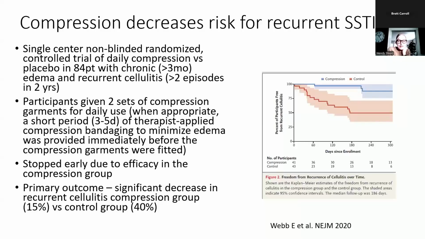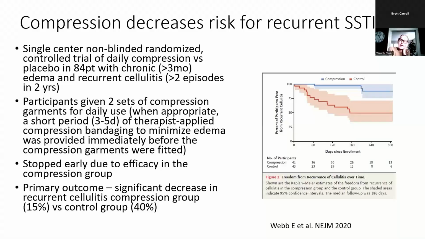And so this is also a small study out of Australia, but it was much more rigorously done and ended up being published in the New England Journal back in 2020. It was a single center randomized controlled trial of daily compression versus placebo in 84 patients who had chronic edema, so more than 3 months, and had at least 2 episodes of cellulitis within the last 2 years before enrollment. And they gave patients 2 sets of compression garments. If the edema was severe before, they may have had a short period of therapist applied compression, and then were given the compression garments to use.